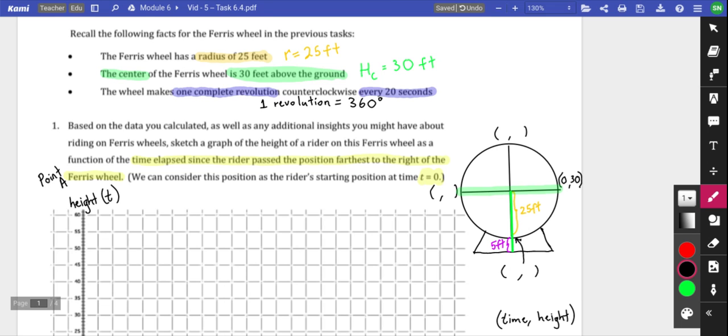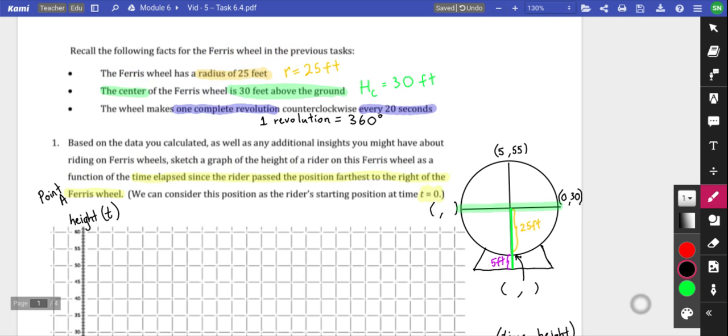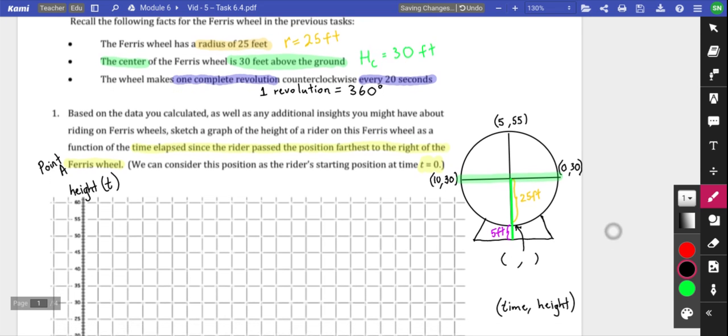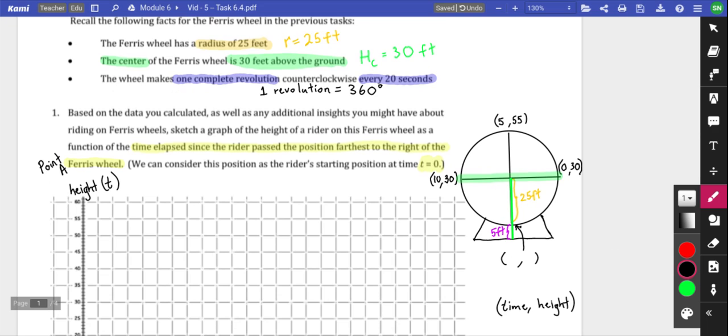If we start moving counterclockwise, in 5 seconds we are going to be 55 feet above the ground. The green line is 30 plus the radius, that gives you 55. If we use another 5 seconds, that's 10. We are back to 30 feet above the ground because we're on the green line. And we continue now to the bottom of the Ferris wheel.